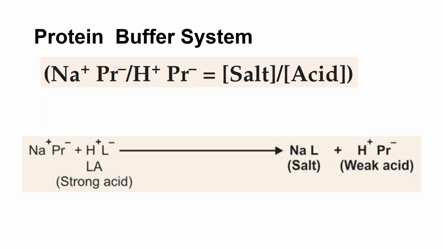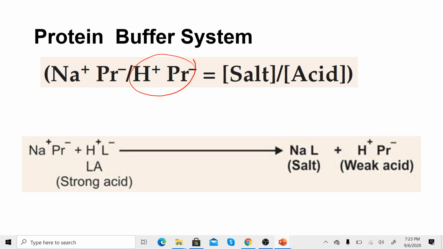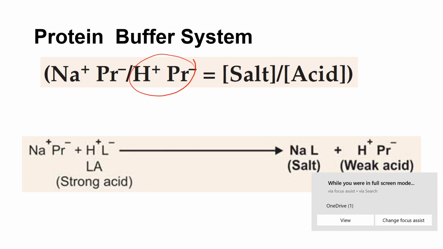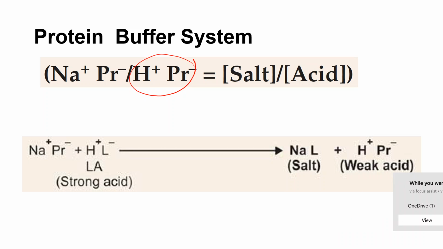The protein buffer system works in exactly the same manner. Here, this is the acidic part. It is a weak acid, and it has a corresponding salt. And we have discussed what the mechanism of action of the buffer system is.